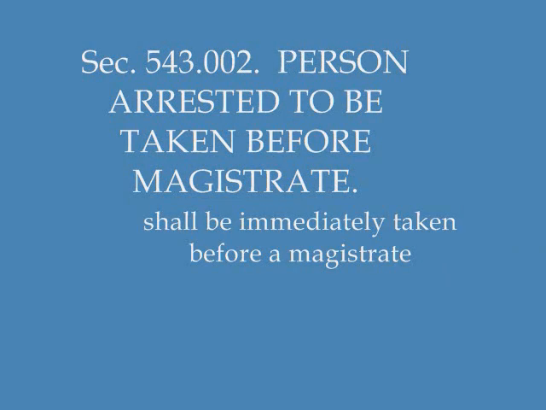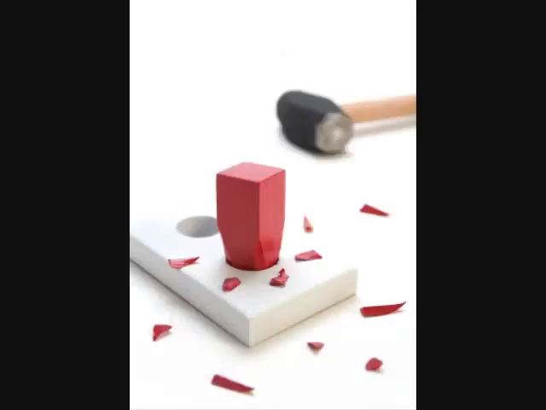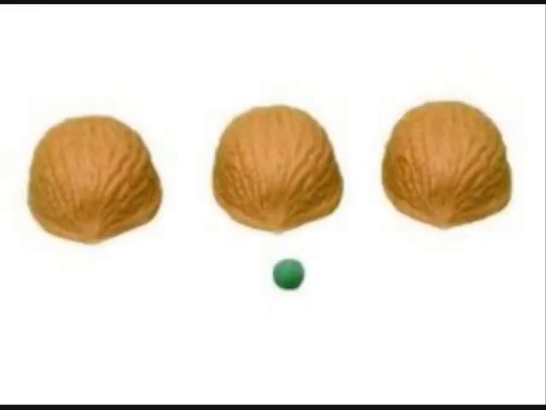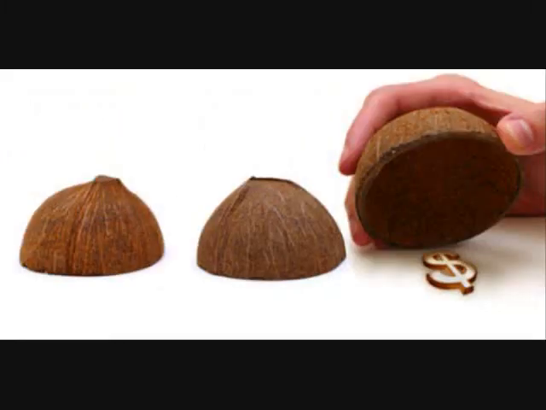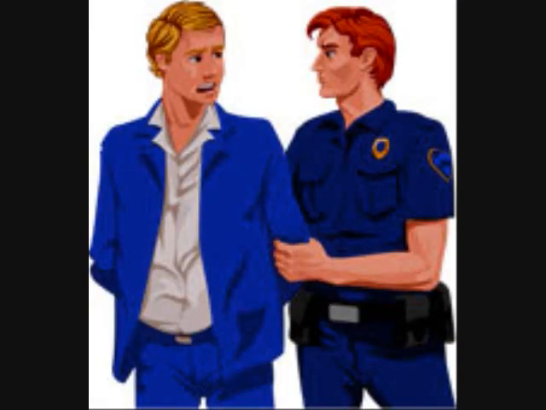543 says they are to immediately take you to a magistrate. They are arresting you based upon a transportation code offense. Therefore, they are bound by the procedure of the transportation code, not the Code of Criminal Procedure. The transportation code says to take you immediately to a magistrate. 14.06 says to take you as soon as possible without unnecessary delay, but no more than 48 hours. So what they're doing is they're switching from 543 to 14.06 as a matter of convenience to the officer and to the magistrate, which flies in the face of the violation.